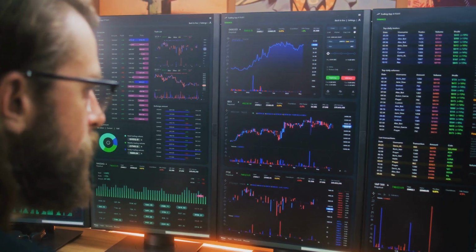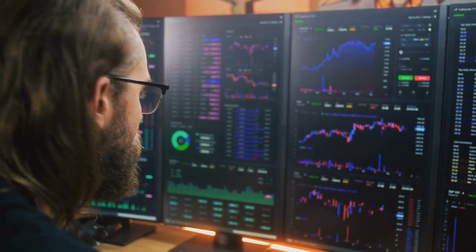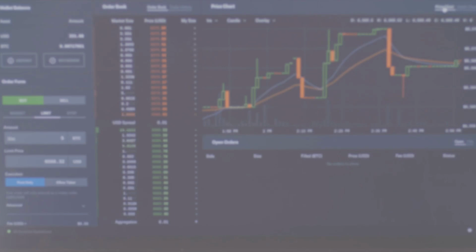Price reflects all information, including economic news and market sentiment. By analyzing charts, traders identify high-probability opportunities and manage risk.